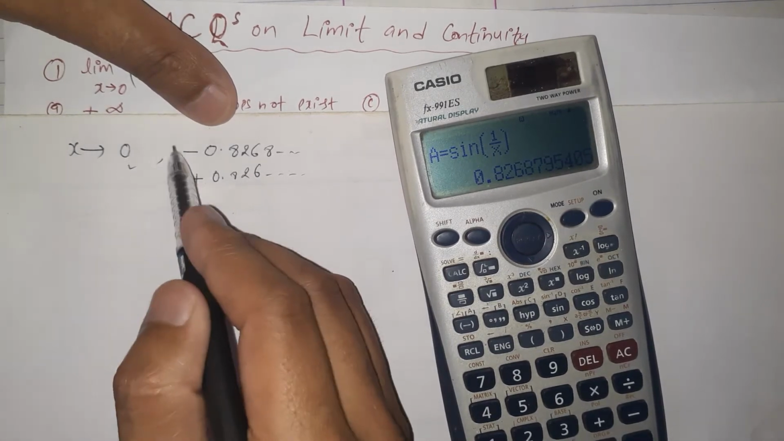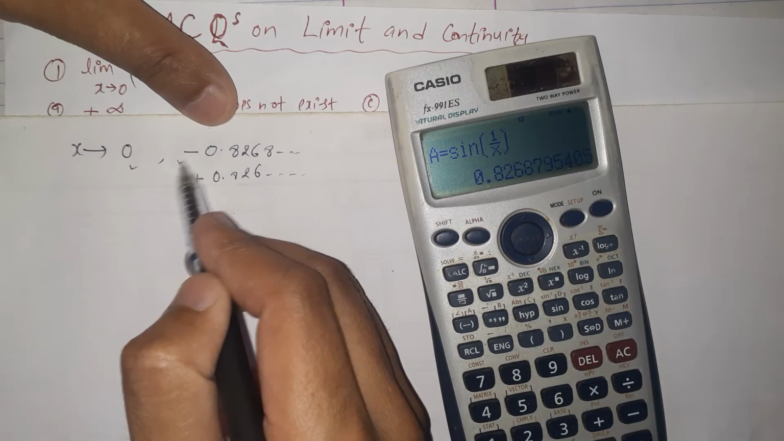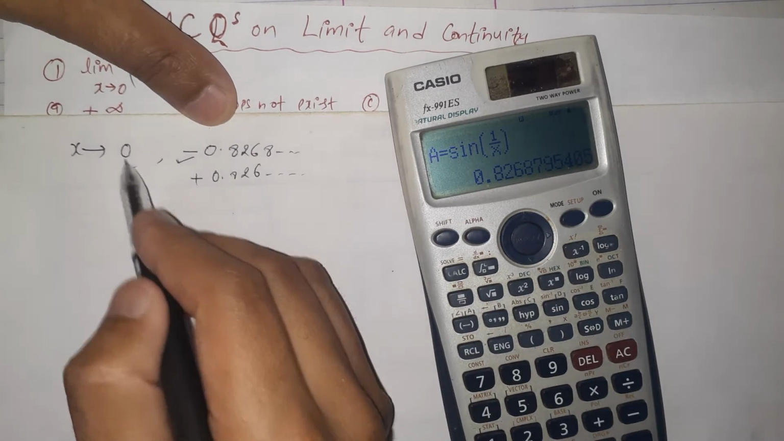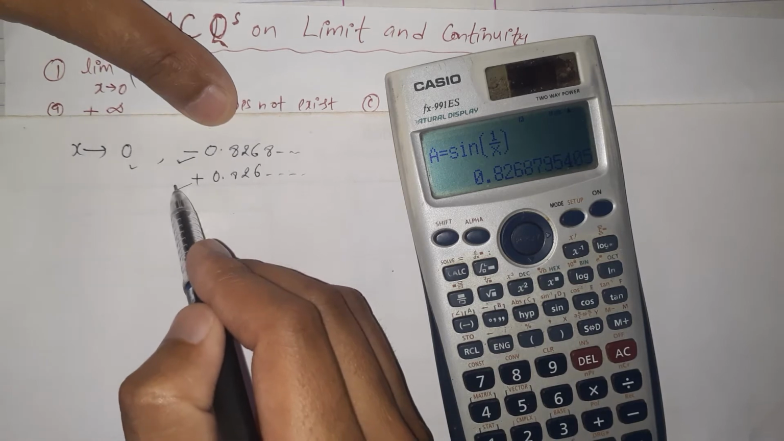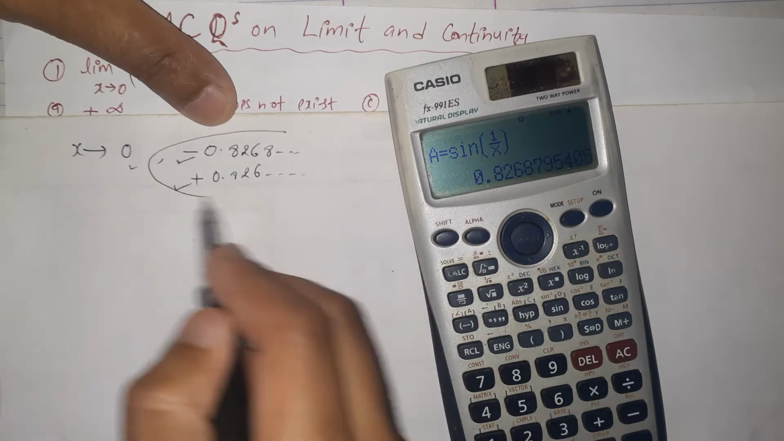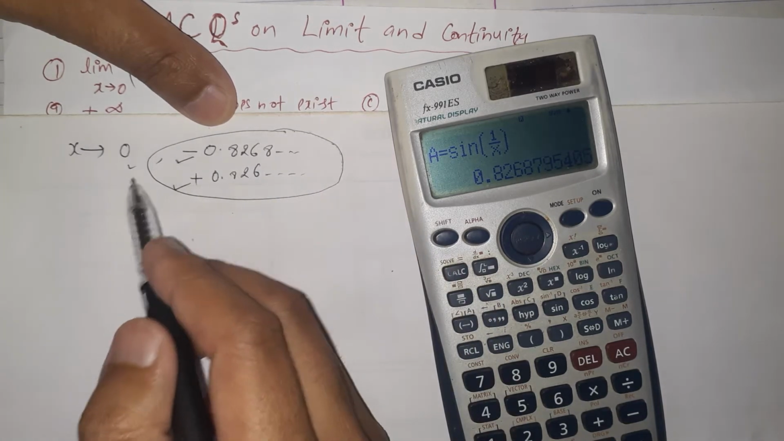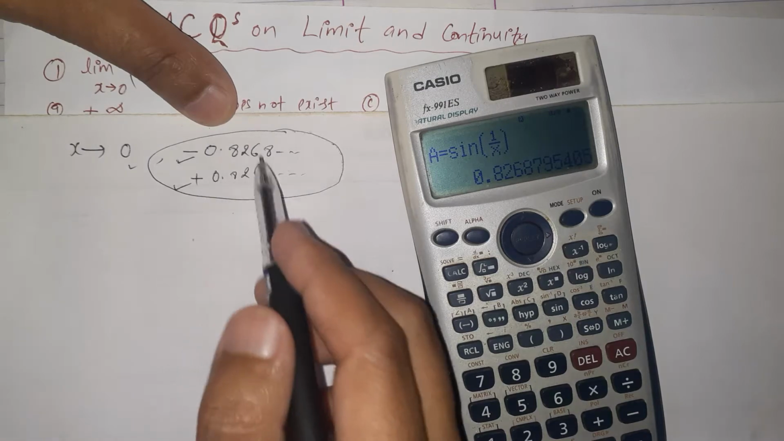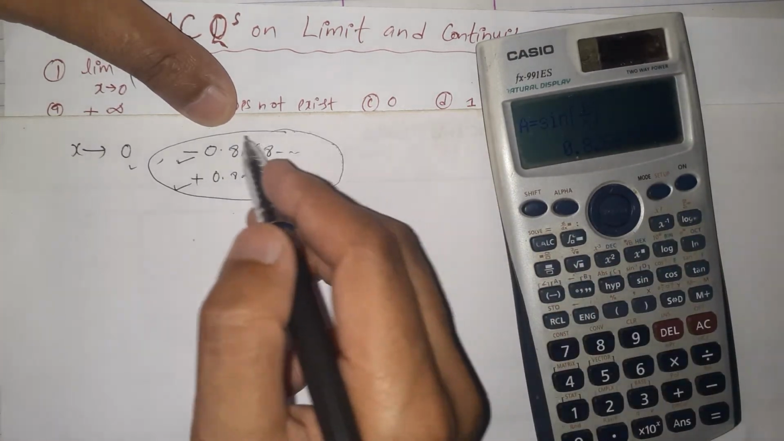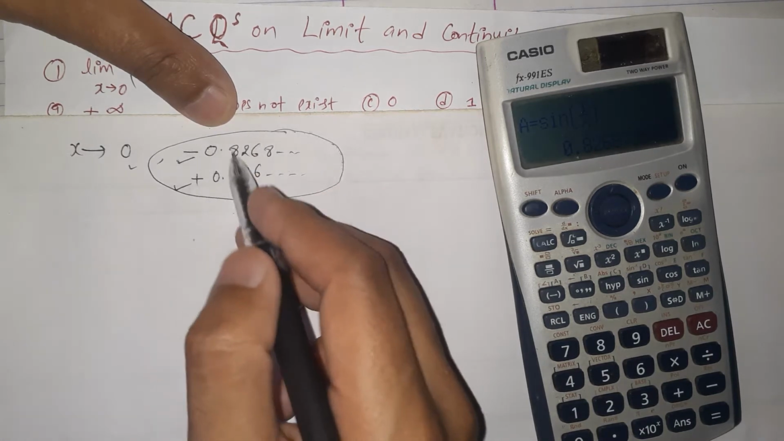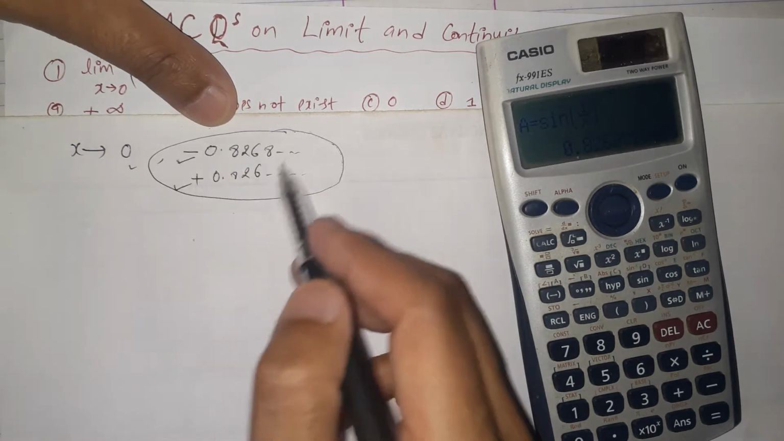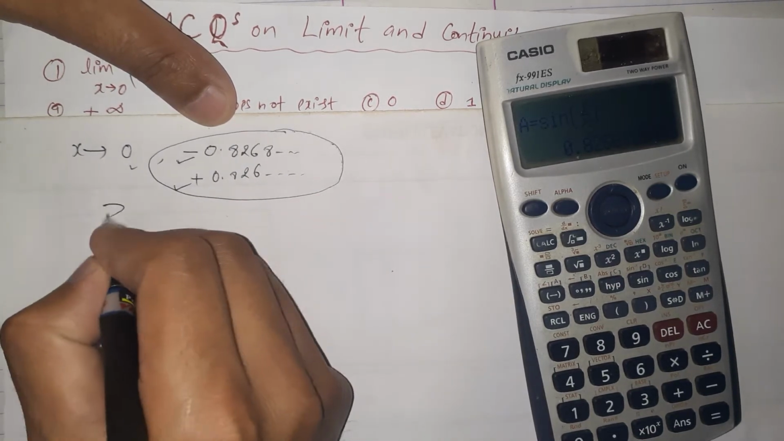Here in this case, when we approach from the left side, the functional value is negative. But when we approach this 0 from the right hand side, the functional value is different. Here are the different values for the two approaches, from the left hand side and from the right hand side. These two values are different. So if the functional values after approaching from the left hand side and right hand side are different, then the limit does not exist.